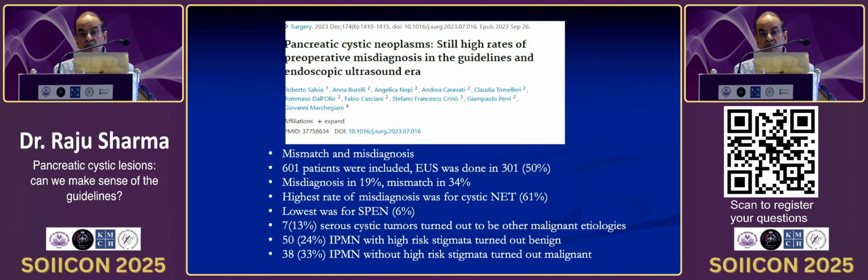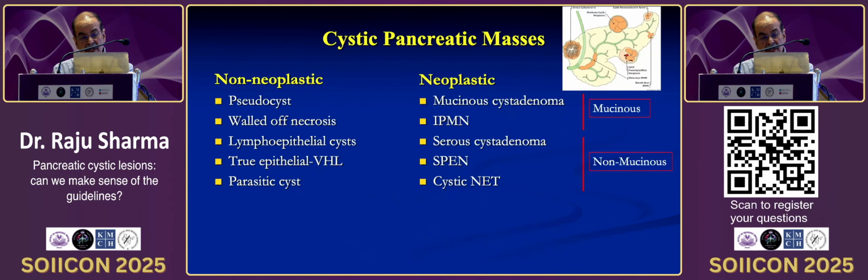Also, I'll talk to you about high-risk stigmata and worrisome features in IPMNs. It was seen that patients with the high-risk stigmata may turn out to have benign disease, whereas those without may turn out to have malignant disease. So there are areas where imaging can go wrong.